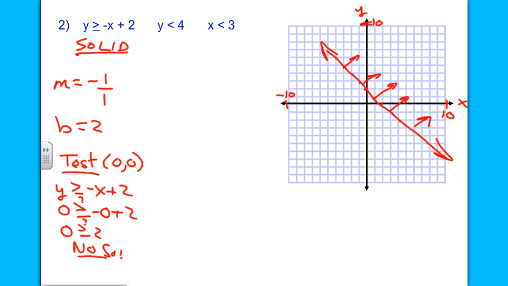Okay? Second inequality, y is less than 4. So Sophia, is that solid or dashed? So we must make a note of that. And then what is the slope? When you don't see an x value at all, what number wiped out your x? 0, right? The slope is 0, okay? And the y-intercept would be what? It would be 4. Okay, so we're going to go plot 4, 1, 2, 3, 4.